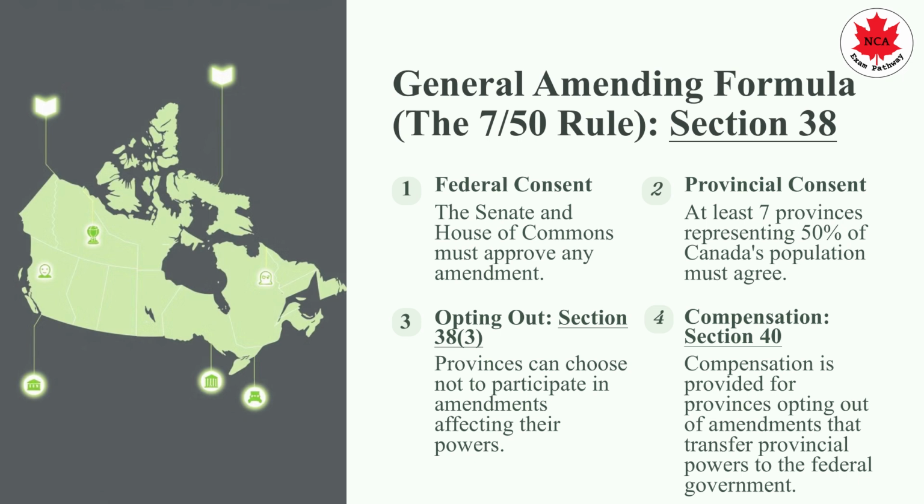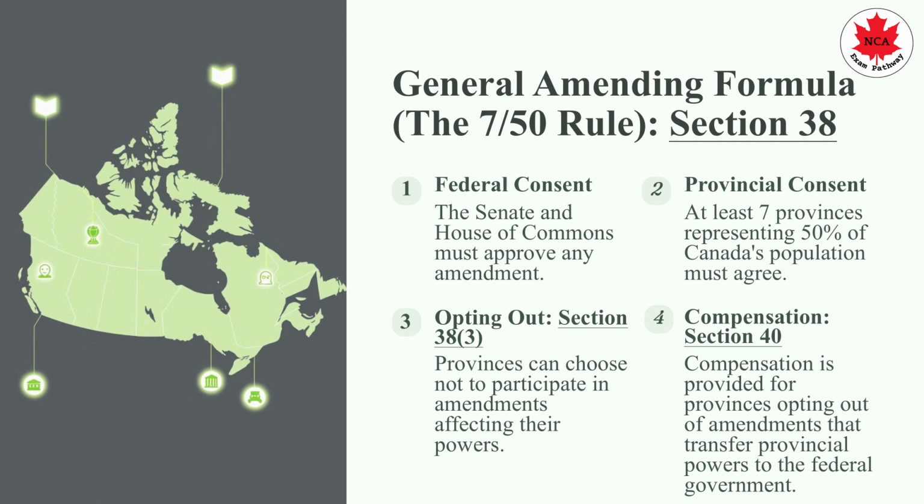Further, Section 38, Clause 3 talks about the opting out provision. Under Section 38, Clause 3, a province that does not consent to an amendment affecting provincial powers can opt out of the amendment. And Section 40 deals with the compensation to the provinces.